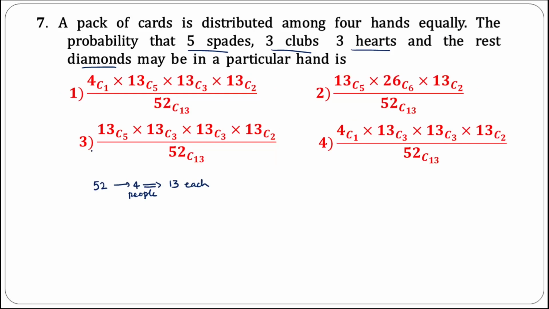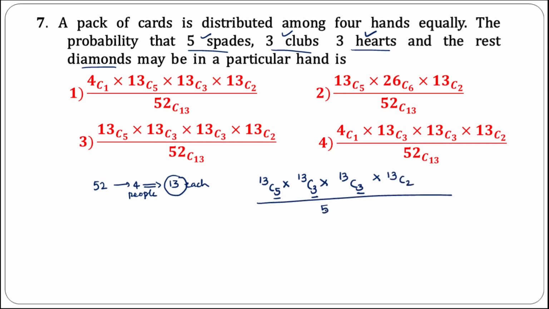Okay, from those suits we have to select 5 spades. It means out of 13 spades I have to select 5, into 3 clubs, 13C3, and 3 hearts, 13C3, into, now rest of them are diamonds. So we want total 13 for one person. Now here you can see 5 plus 3 is 8, 8 plus 3 is 11, 11 are done. Remaining 2 cards are to be diamond. So 13C2 divided by total number of cards, which is 52. Out of that, how many cards am I giving to a person? 13 cards. Right. So what's the answer? Which option? You can see the option 3. Right.